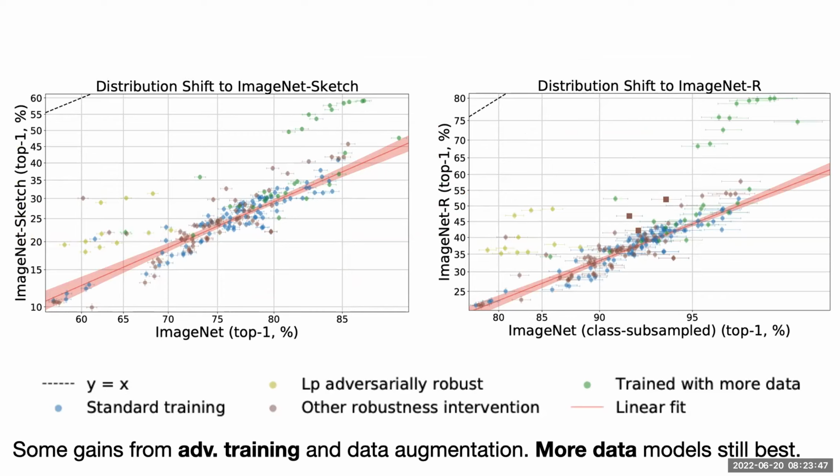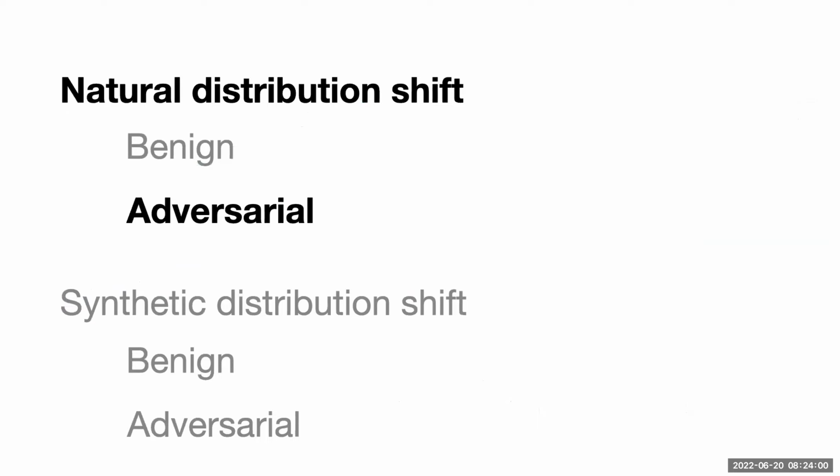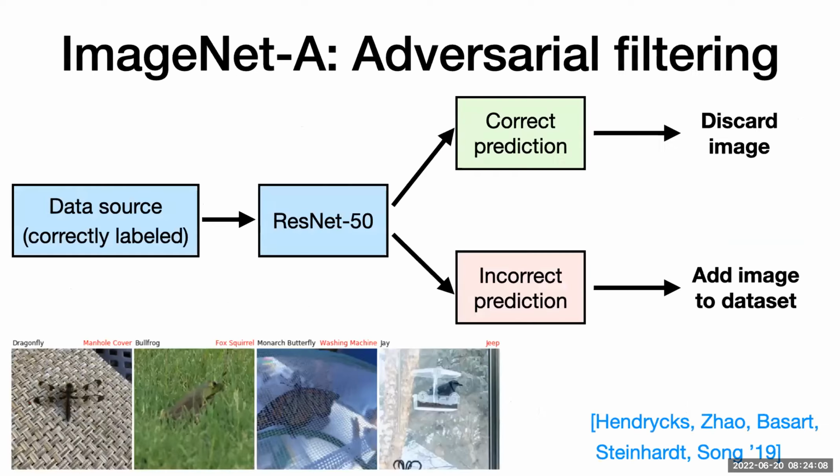Good. So this was the cluster of test sets in the ImageNet context that people collected to see how robust models are to natural distribution shift. Let's have a look at the next cluster. So this is still real images, but now collected with an adversarial process. What do I mean by this? Specifically, I'm referring to a data set called ImageNet A. So this was collected via adversarial filtering.